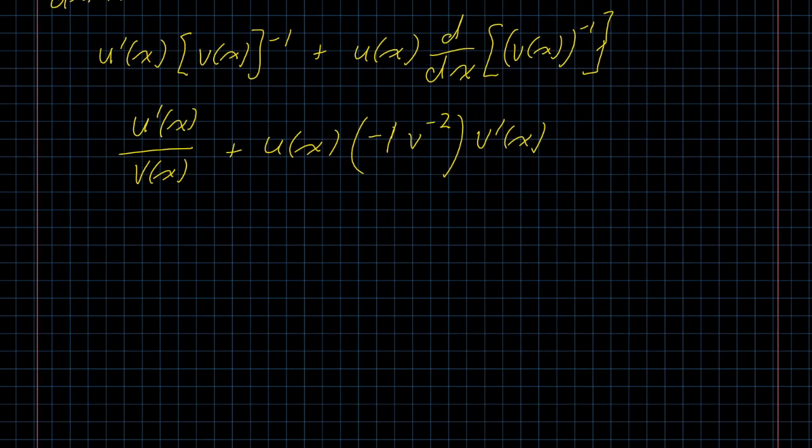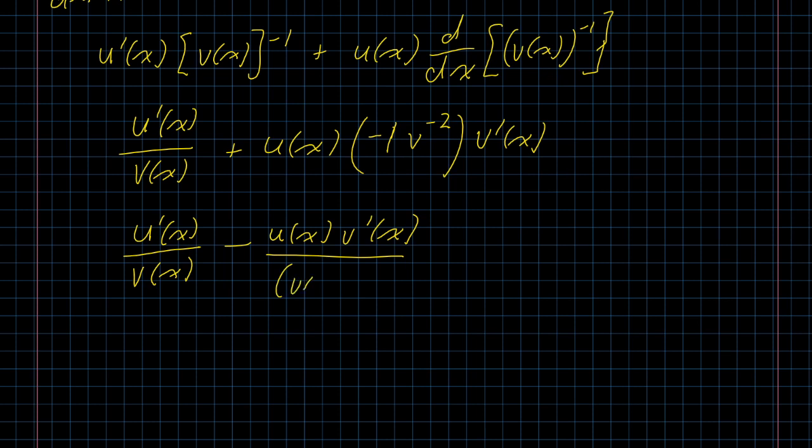All right, let's clean this up a little bit. u prime of x over v of x, plus u of x times v prime of x, and there's a negative in there, so instead of plus, I guess this should be minus, and then I have v to the negative second, v of x, the whole thing squared, in the denominator.